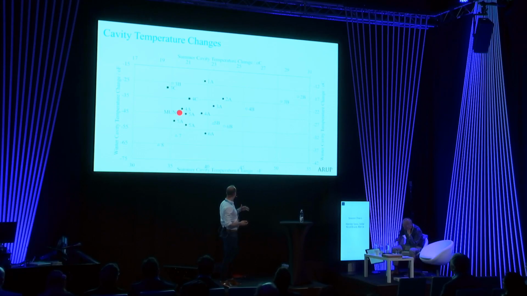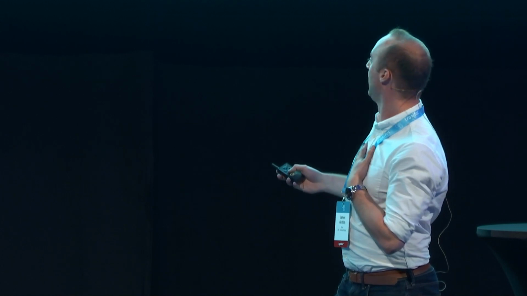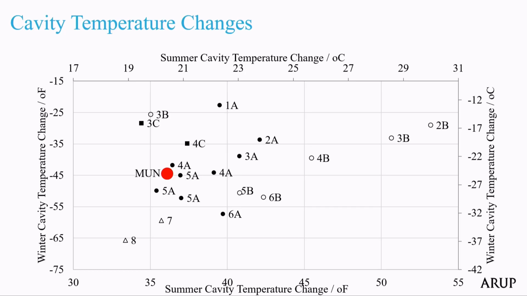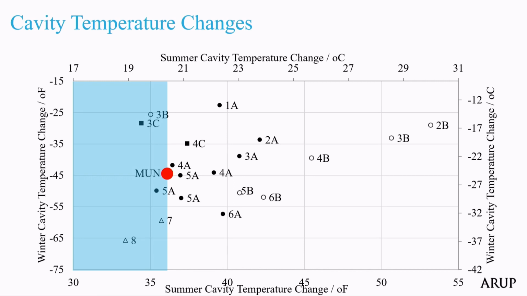So here we've got both the summer temperature change and the winter temperature change. And so we can see Munich, highlighted in the red dot, has the DIN values, the plus 20 for the summer and the minus 25 for winter. And then we can start to see how these distinctive representative cities fall relative to Munich in terms of this temperature change. So highlighted from the left up to that point in this region are all the cities that would fall within the DIN values for summer.